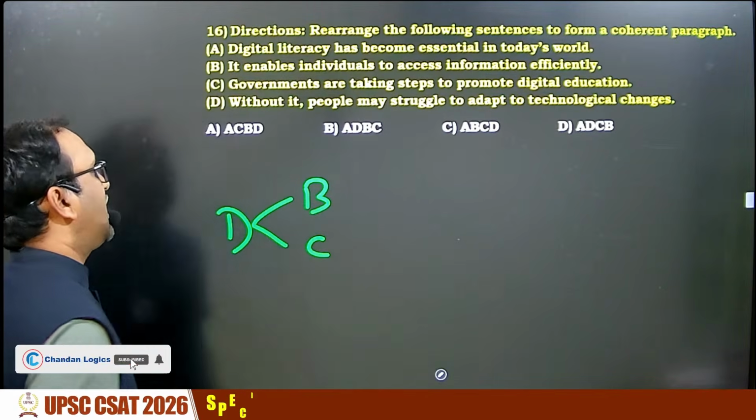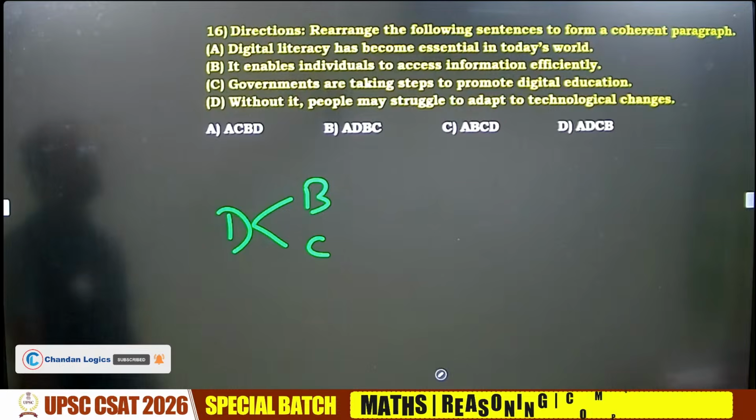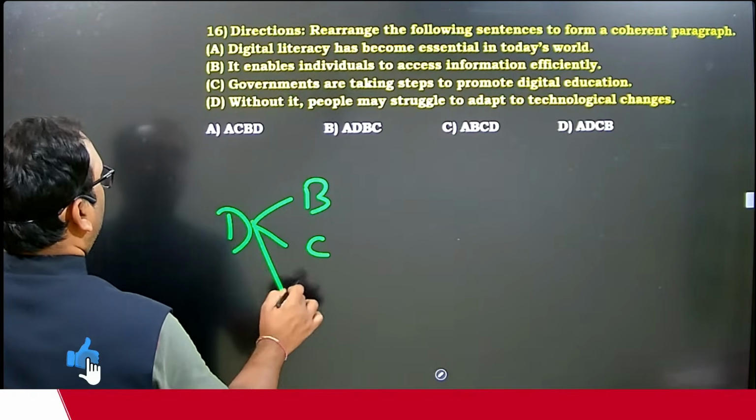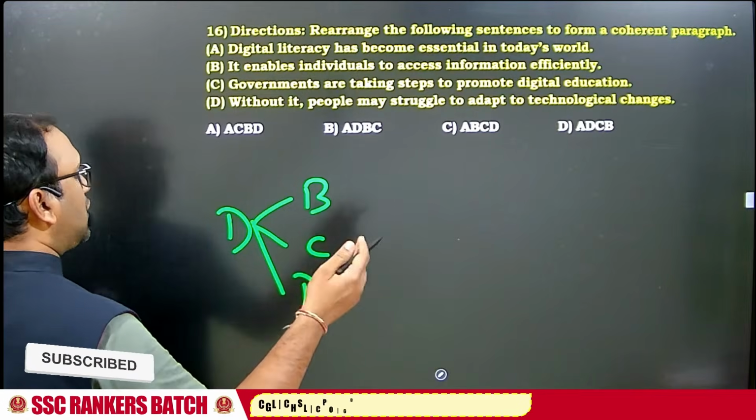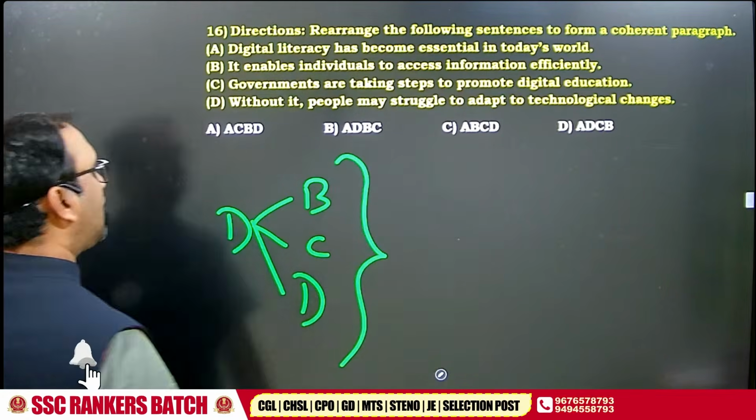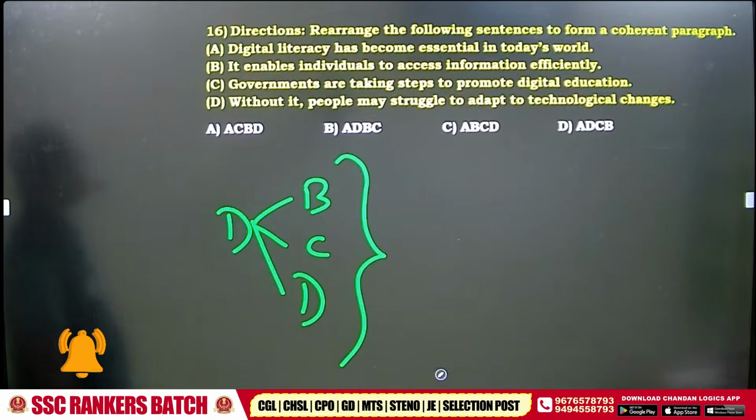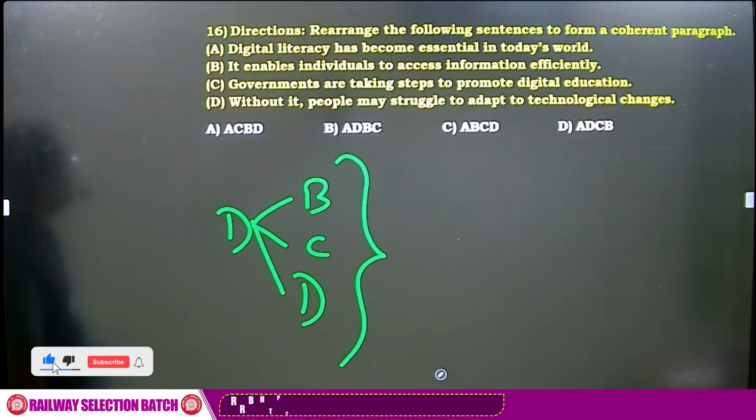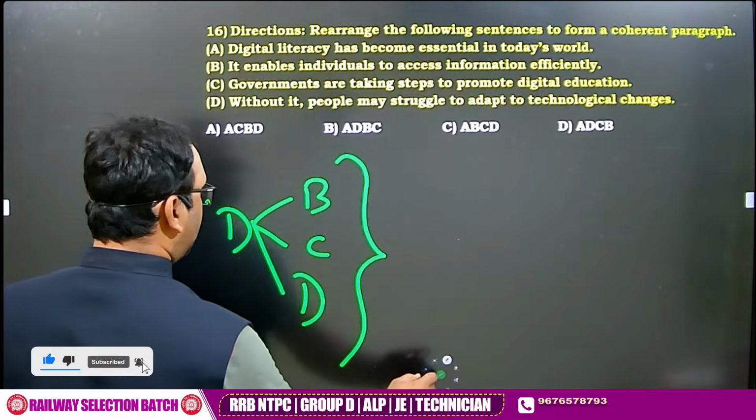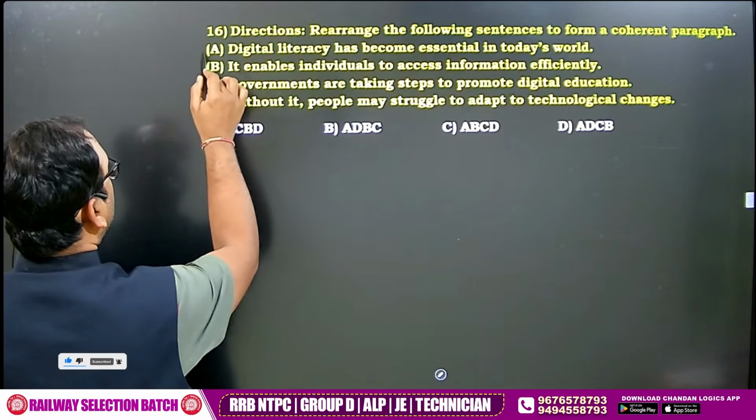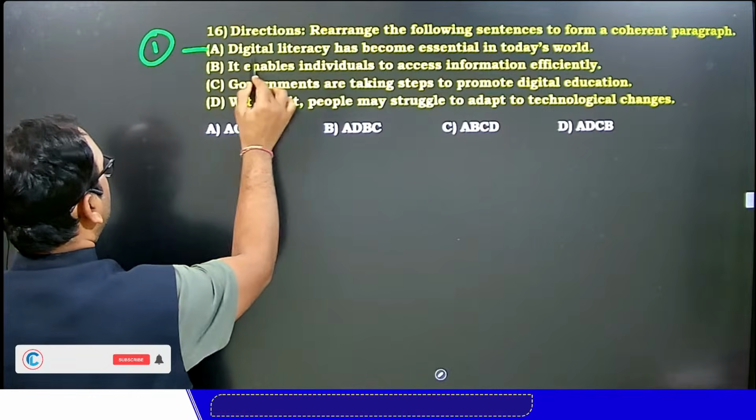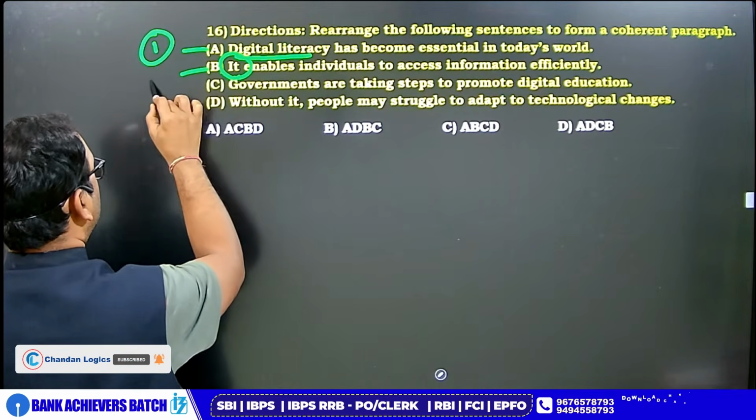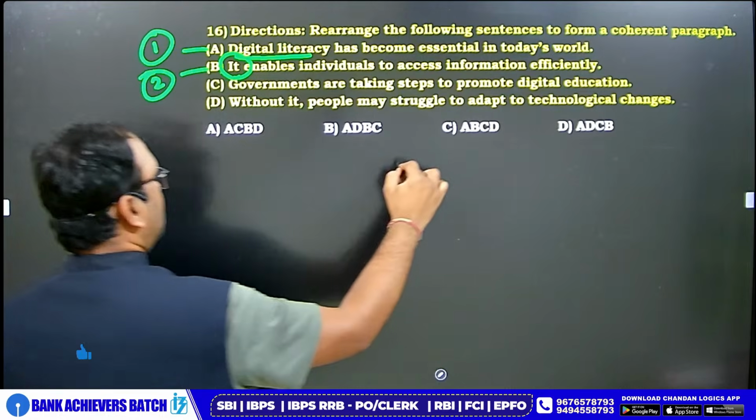See, governments are taking steps to promote digital education. Very nice. Without it, people may struggle to adapt. Oh my God, all the options are grammatically fine. Usually, the common mistake people make is, this is the first statement, digital literacy is a noun, this is the pronoun, so this is the second statement. So they go with this.